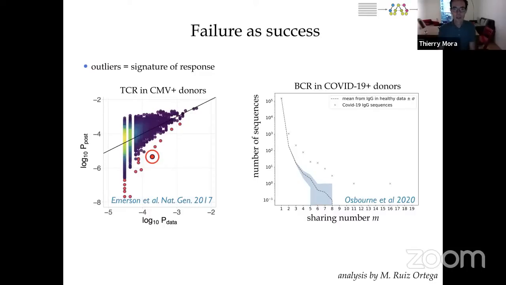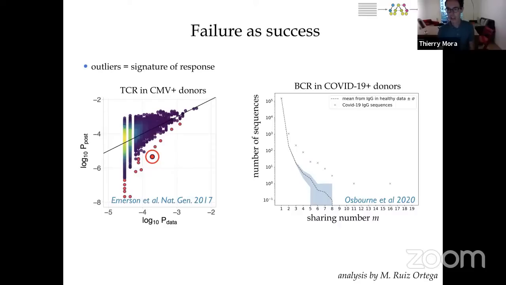One is in a cohort of people who all have a chronic infection called cytomegalovirus, or CMV. And you can see, on the left-hand side, that some sequences shown in red actually overshare between these people. These sequences are more present in these people than you would have expected from the model. And these are actually validated to be specific to this virus. So here, the failure of the model actually tells you what sequences may be involved in the immune response.